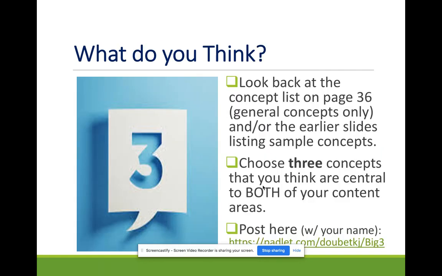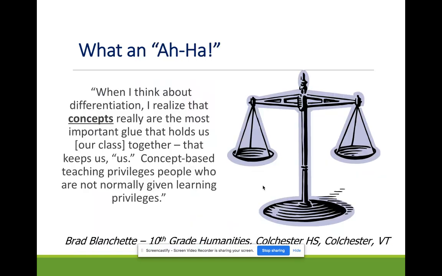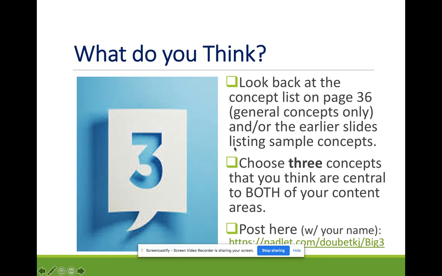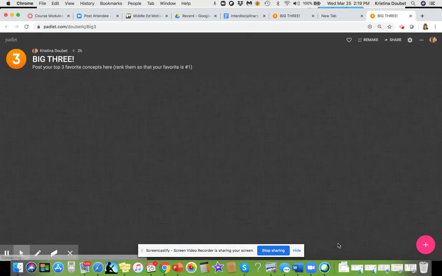All right, so I'm going to have you do a pause and post here. I want you to look back at the concept list on page 36 of the Dubé and Hockett book. Look at the general concepts only. Or you can look at the slides posted in the module. And I want you to choose the three concepts that you think are central to both of your content areas. Both, so they have to be important for both. When you've come up with your favorite three, you will pause and post them here at this link, which I'll show you what it looks like.